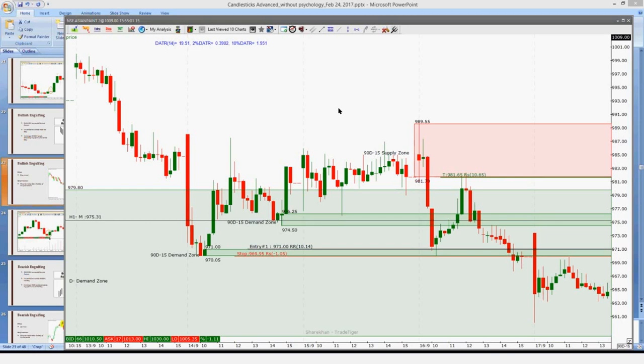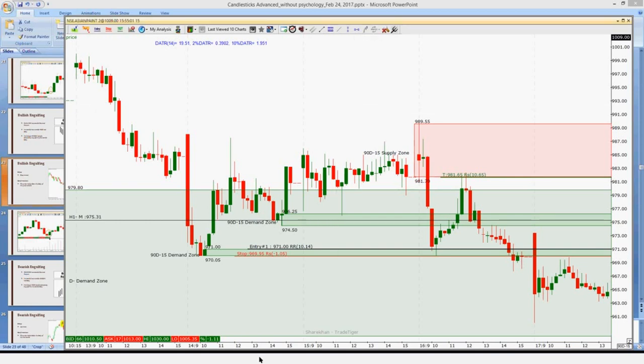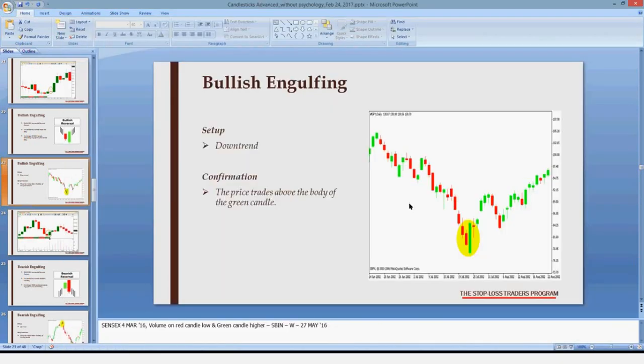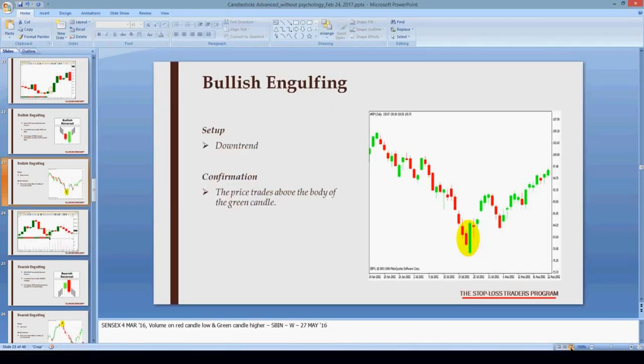All right. So are you clear with this, Anshul? So if yes, then I'll move on to the next example. Just opposite of this is the bearish engulf.